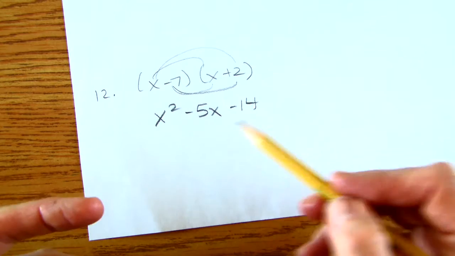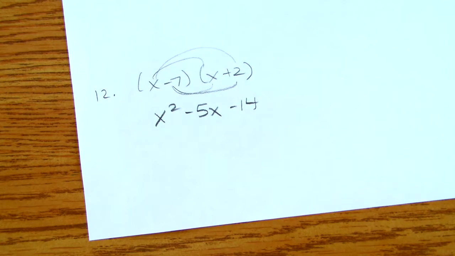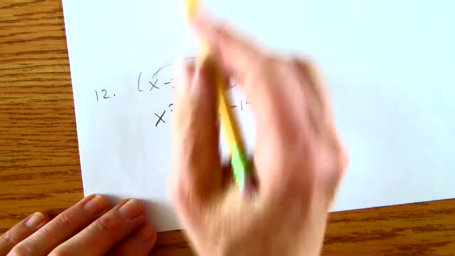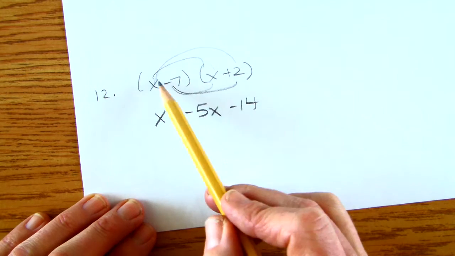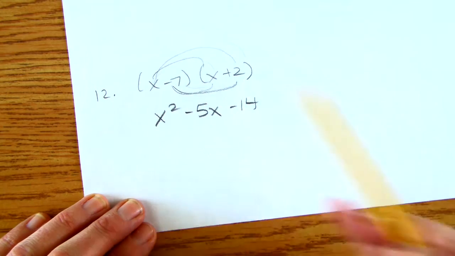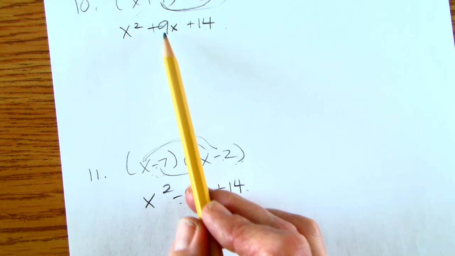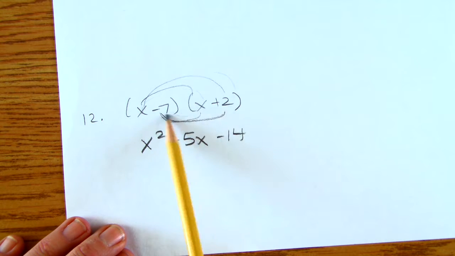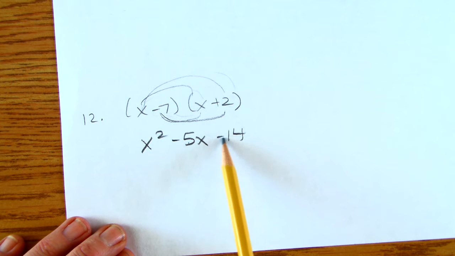So if you can start to move a little quicker, that's awesome. If not, write it out like you did before. Write each first, outer, inner, last. But again, you can see this idea of them combining. And then what happens when they're opposites? They subtract. And then this number is negative.